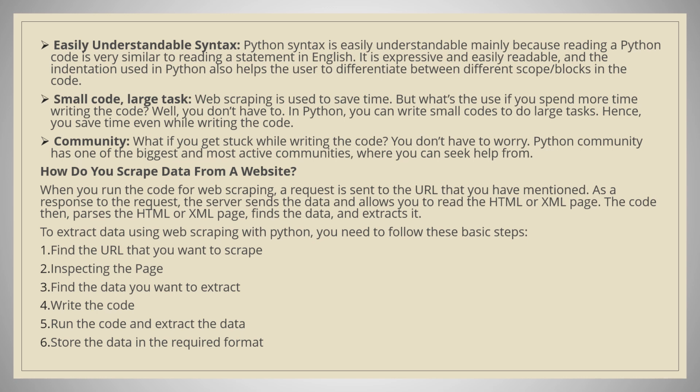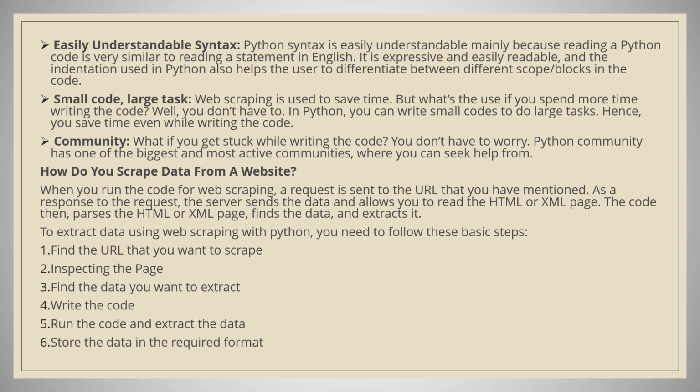How do you scrape data from a website? When you run the code for web scraping, a request is sent to the URL that you have mentioned. As a response to the request, the server sends the data and allows you to read the HTML or XML pages. The code then parses the HTML or XML page, finds the data, and extracts it.